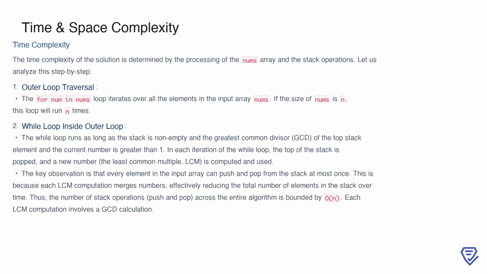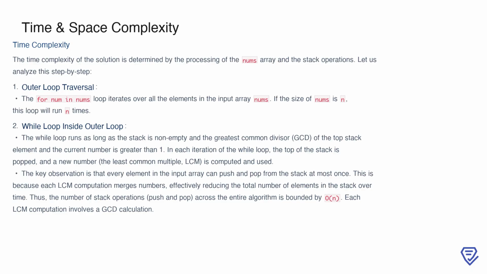The time complexity of our solution is influenced by the way we process the nums array and manage the stack operations. To start, consider the outer loop, where we iterate through each element in the array nums. If the array has n elements, this loop will naturally execute n times. Now, within this loop, there is a nested while loop that depends on the stack state and the greatest common divisor, or GCD, of the top stack element and the current number.